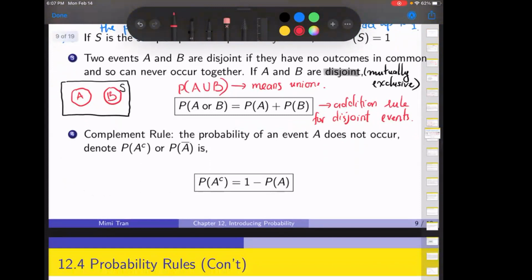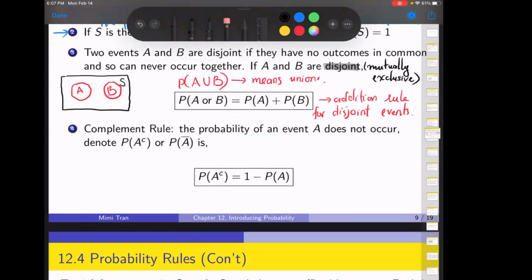The complement rule: the probability that event A does not occur, denoted P of A complement or P of A bar. Let me draw a Venn diagram. The ball is A. Tell me what is the complement of A. Where should I shade? What's A complement?